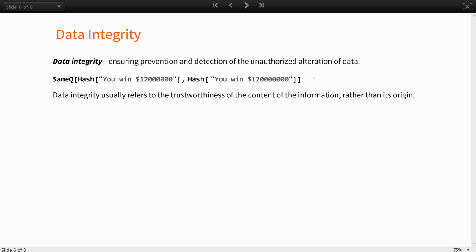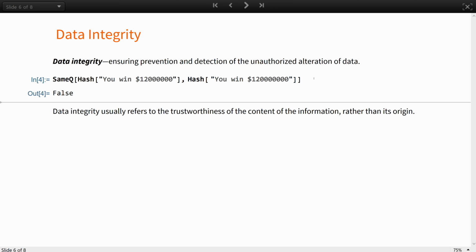Data integrity, in its turn, is ensuring prevention and detection of the unauthorized alteration of data. Data integrity usually refers to the trustworthiness of the content of the information rather than its origin. For example, a journal printed some information obtained from a government leak, but attributed it to the wrong source. The information printed this way is as received, so preserving data integrity, but its source is incorrect, so failing data origin authentication.